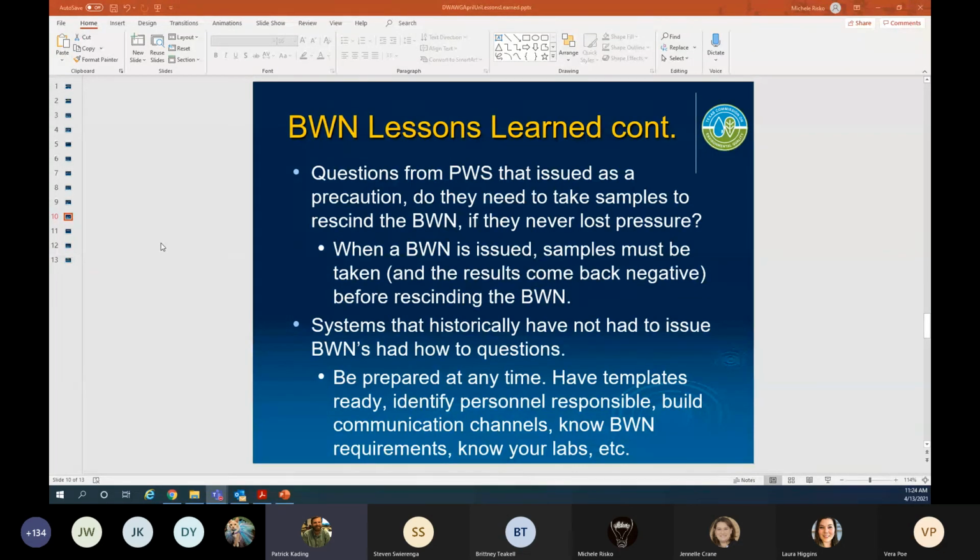Also with that, building communication channels, just regularly communicating with your customers so that you can reach them in a timely manner. And then just generally knowing the boil water notice requirements and resend requirements, and knowing your lab and the hours of operation, but also having some backup labs in case your lab is not able to take your samples. So the big thing there is being prepared for an event that might not happen regularly, but can happen. And the end goal is to notify your customers as promptly as possible. Taking these steps to prepare will help for that goal.